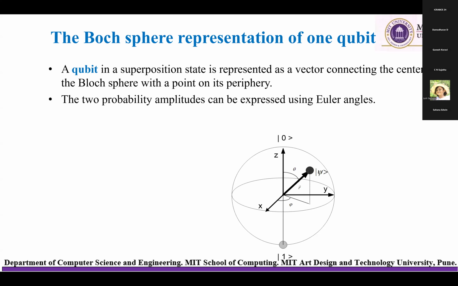The Bloch sphere is a geometric representation of a qubit's state in a superposition. A qubit is represented as a vector connecting the center of the Bloch sphere to a point on its surface. The position of the point on the sphere's surface corresponds to the state of the qubit, where the two basis states 0 and 1 are represented.